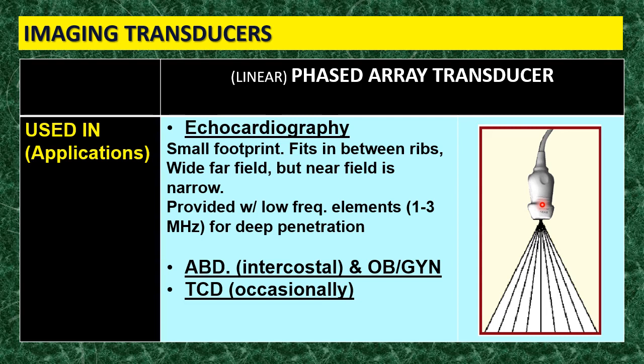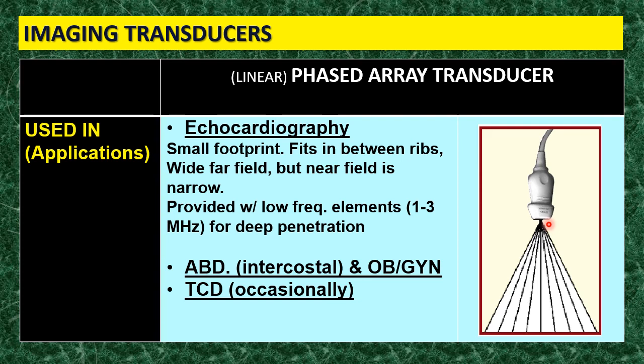So the main application is what? Echocardiography. Why? Because I have a small footprint and it can be manipulated between the ribs. So this is an advantage. Since we are scanning the heart, are we using high frequency or low frequency active elements? Of course, lower frequency, we need deeper penetration. So we have a transducer that has the advantage of a small footprint and, in the meantime, uses lower frequency elements.